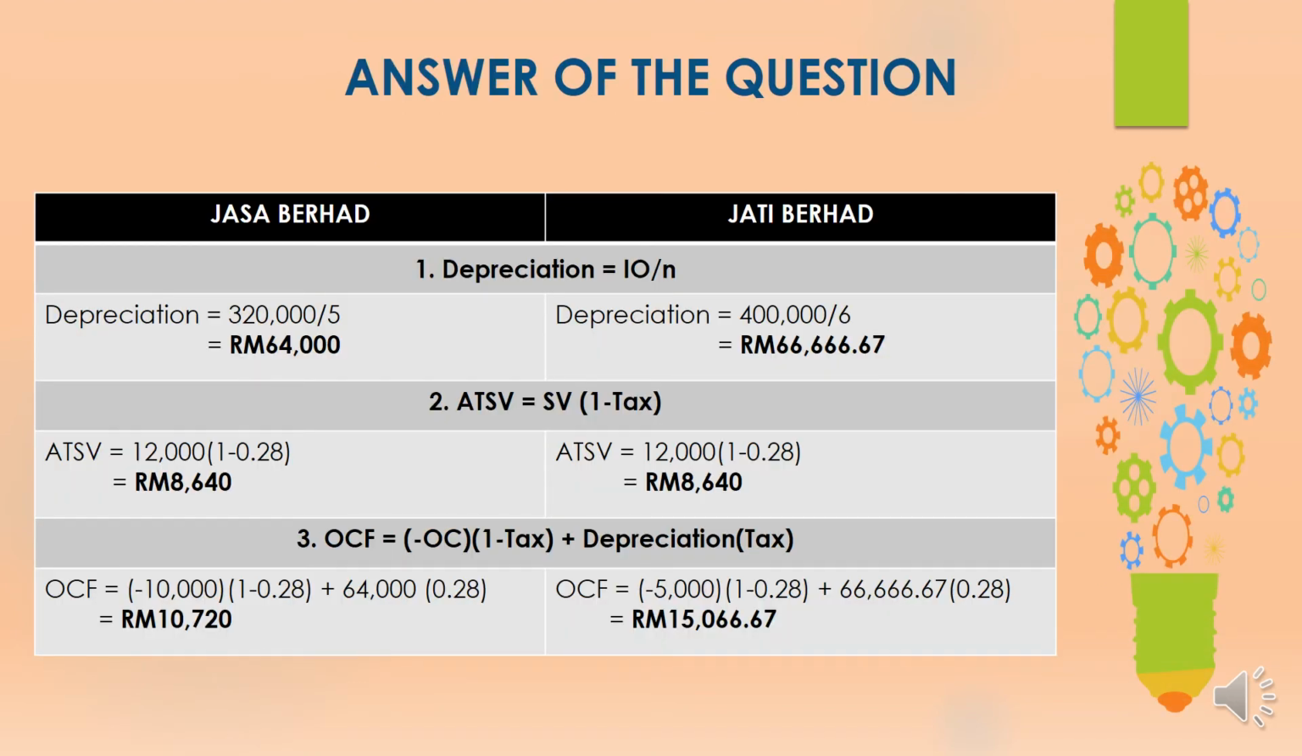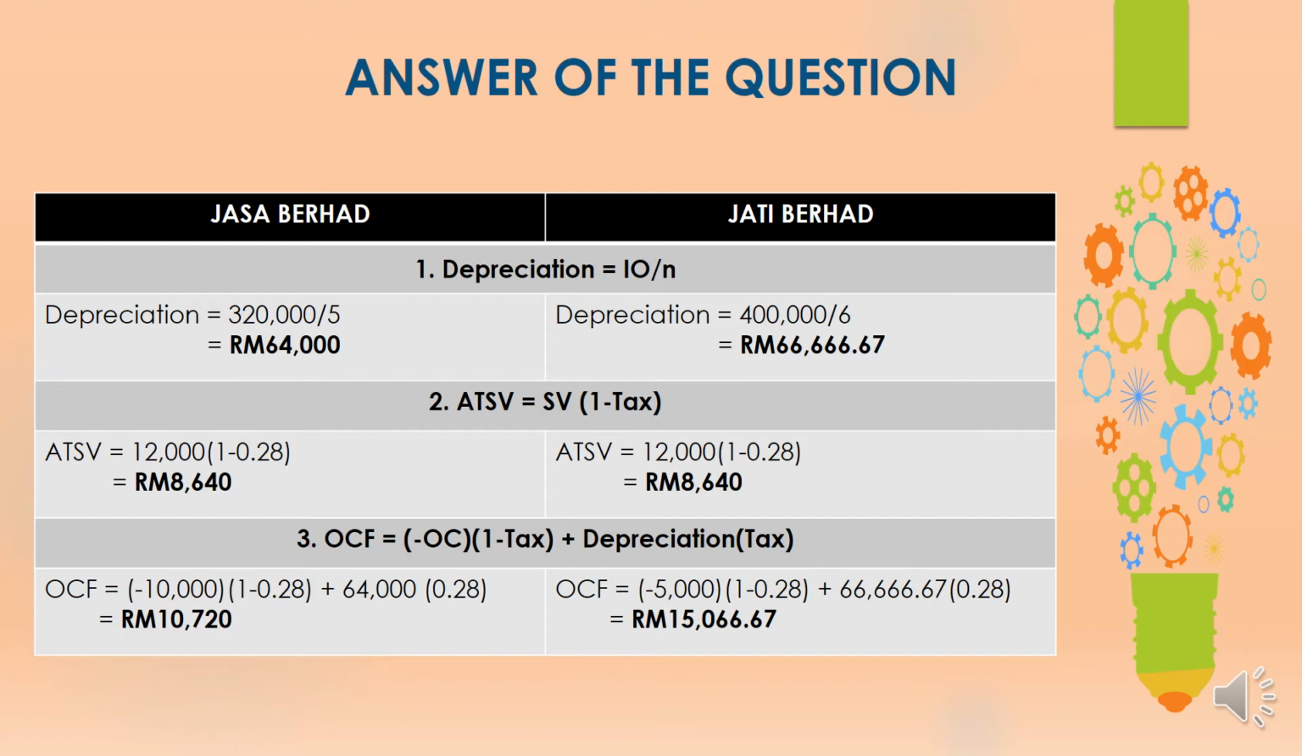To answer that question, it is advisable to answer using a table, because from the table we can easily identify the amounts for the two different projects. Based on the information, we also know that the two available projects are the machine from the Jasa Berhad company and the machine from the Jati Berhad company.